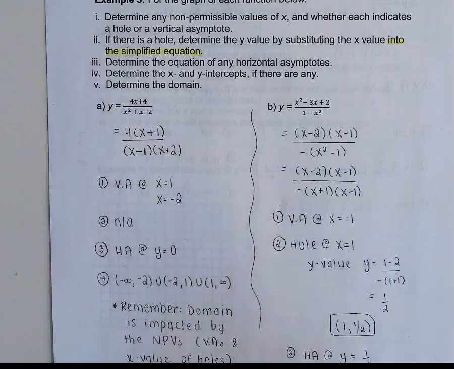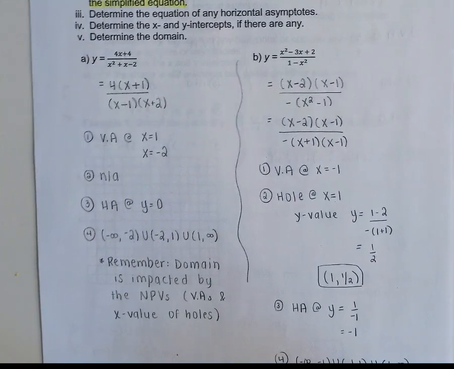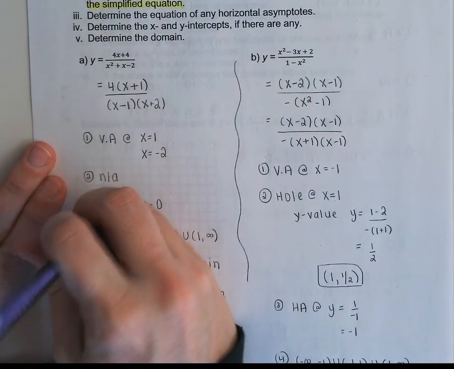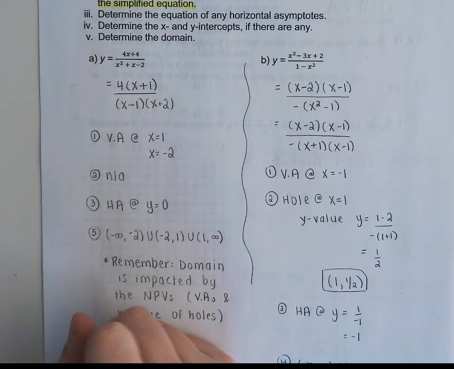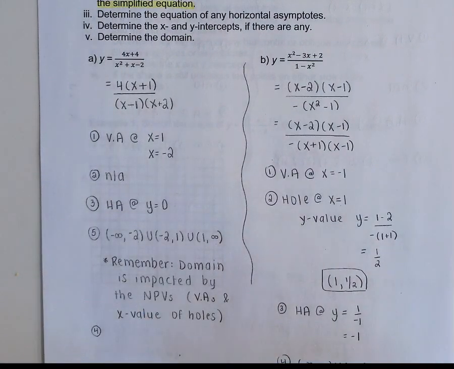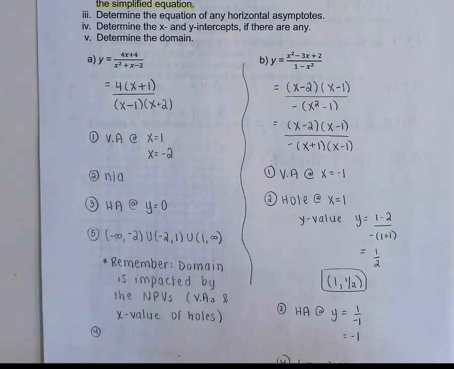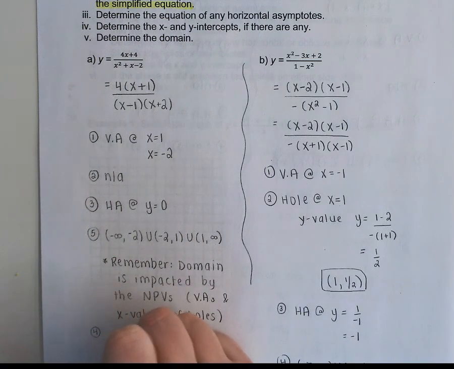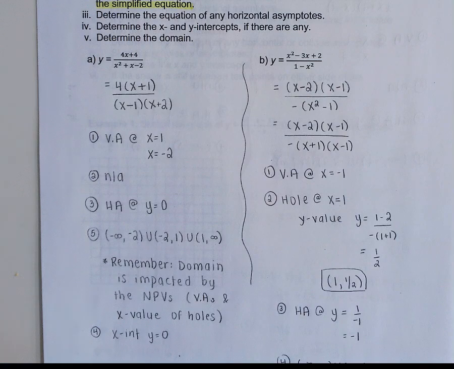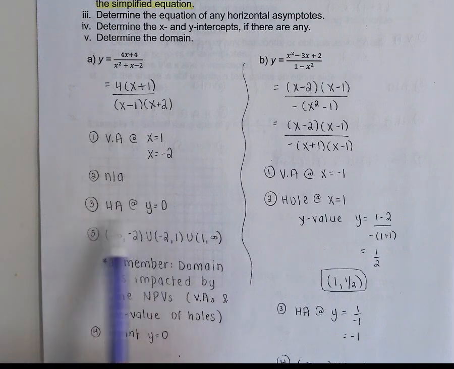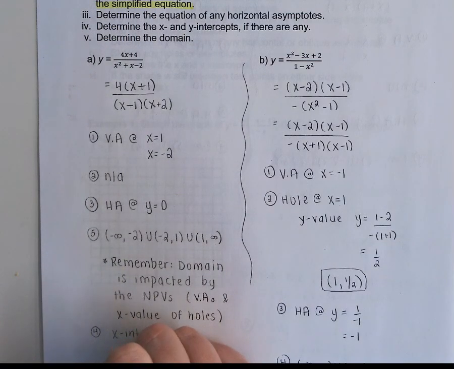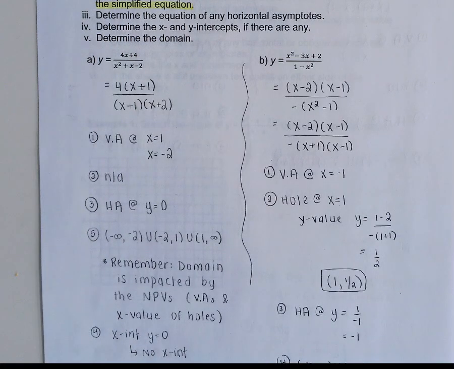Now I noticed here that I have forgotten to find my x and y intercepts, so I kind of skipped a step. This was actually step 5. Step 4 was finding the x-intercepts. So remember to find your x-intercept. Your x-intercept occurs when y equals 0. But if we notice when y equals 0, this is actually a horizontal asymptote at y equals 0. So this means there will be no x-intercept. Because there's an asymptote at y equals 0, there's not going to be an x-intercept.